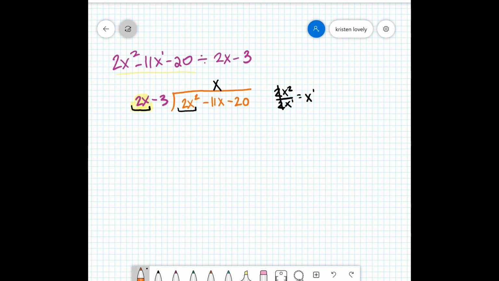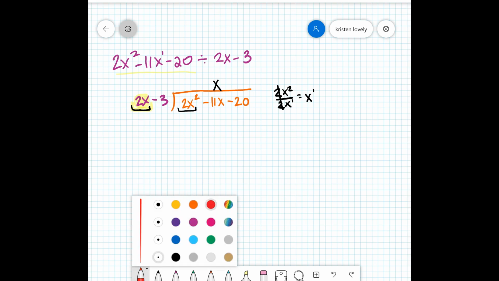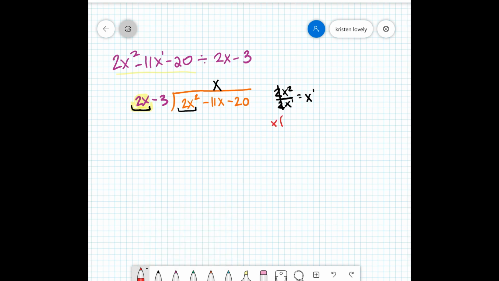As you probably remember from doing long division when you were younger, now you need to take whatever term you have up here and multiply it by whatever term you're dividing by. Again, I'm going to do this off to the side. That means I'm doing x times 2x minus 3. That gives me 2x squared minus 3x. So I'm going to write that underneath my polynomial here. Now, as you remember from doing long division when you were young, you now need to subtract.